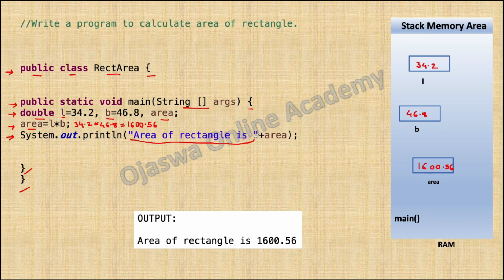Area of rectangle is space. All this is printed to the console, and the variable area will retrieve value from the memory. This is printed to the console. This is how you get the output.